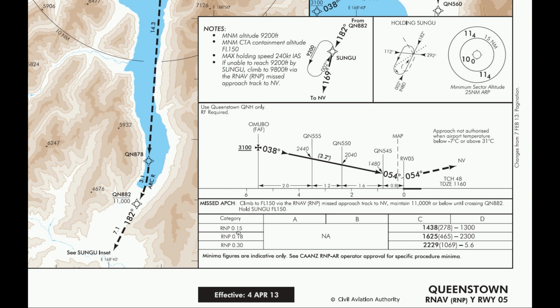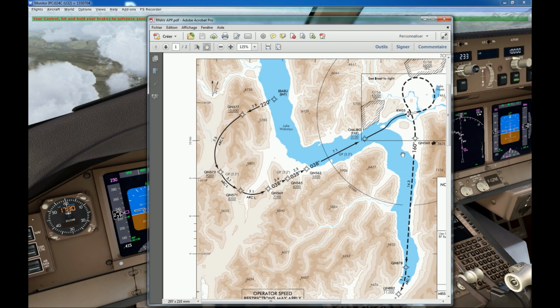But as a training scenario, what I will do, I will use the worst one, the RNP 0.30. So 2229, we will set 2229 as a minimum. And we need 5.6 kilometers. So that's fine. Today we have 10 kilometers, sorry, and we will put 2229. Let's go ahead and do that.